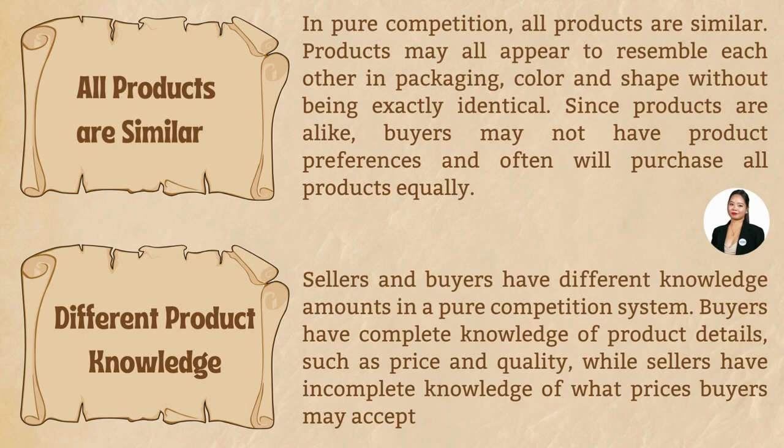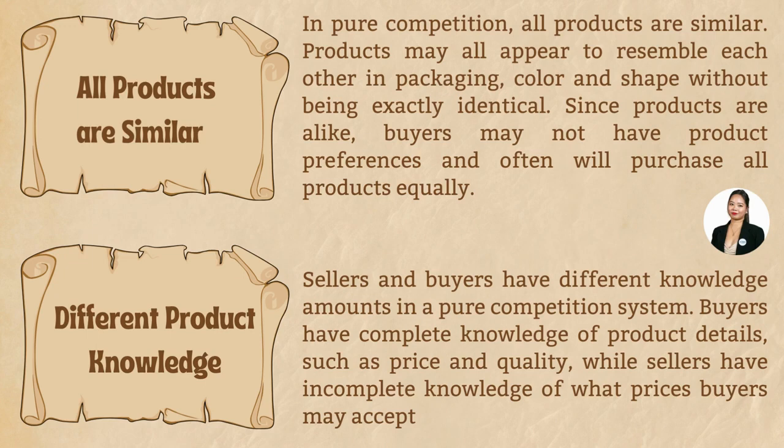All products are similar. In pure competition, all products are similar. Products may all appear to resemble each other in packaging, color, and shape without being exactly identical. Since products are alike, buyers may not have product preferences and often will purchase all products equally. Likewise, sellers don't have buyers' priorities and may market to everyone the same way. Environmental factors like the seller and buyer location or transportation have little impact on firm profits.